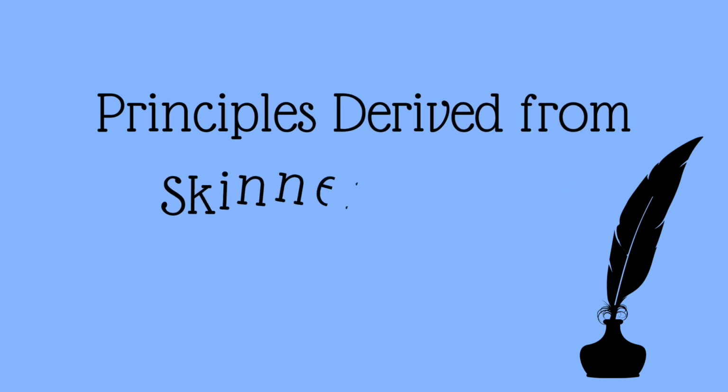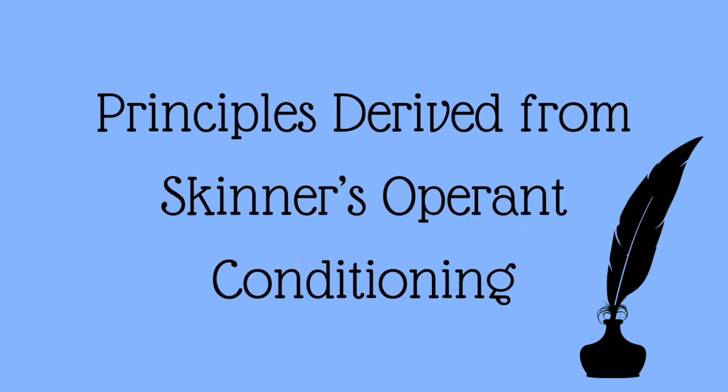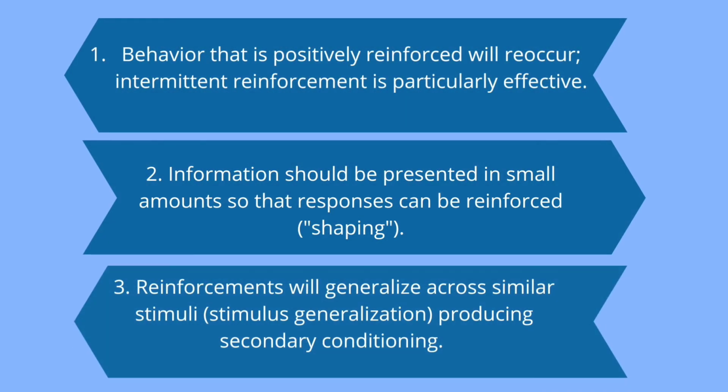There are principles that we can get from Skinner's operant conditioning, and these are the following. First, behavior that is positively reinforced will reoccur. Intermittent reinforcement is particularly effective. Second, information should be presented in small amounts so that responses can be reinforced. Third, reinforcements will generalize across similar stimuli, or stimulus generalization, producing secondary conditioning.